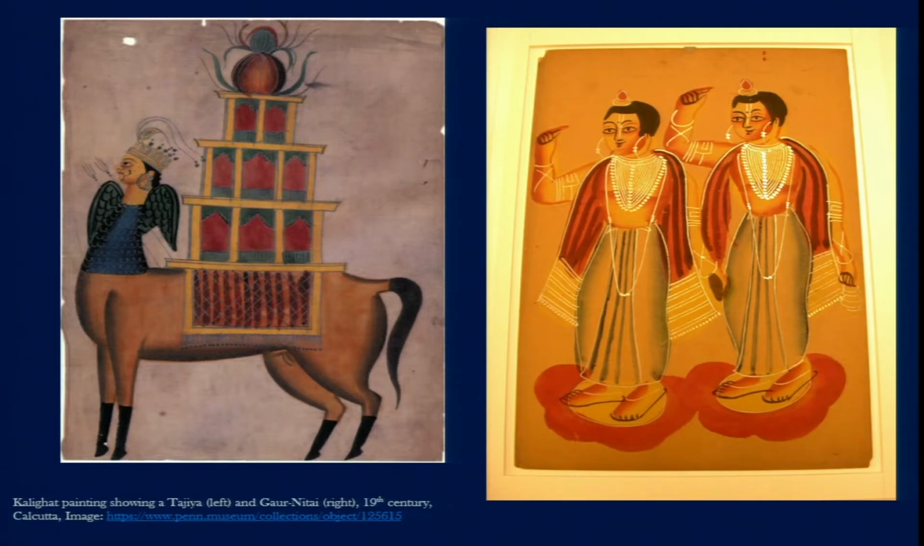So for example, here on the left side of the screen we see a tajia, and that is this elaborately decorated portable tableau which is taken out during the Muharram procession. And then here we have this image of a burak, this composite human and animal form, and on top of that we have this architectural form, which is a symbolic representation of the martyrs of Karbala.